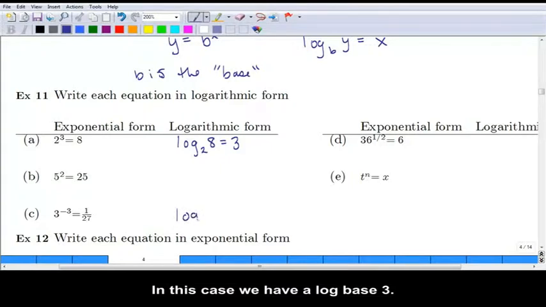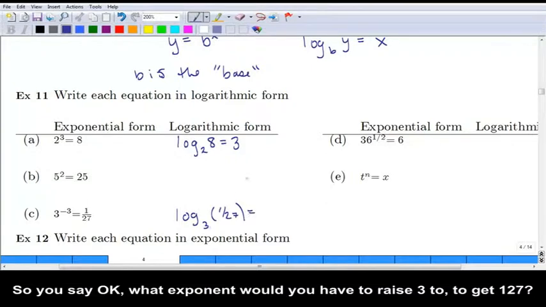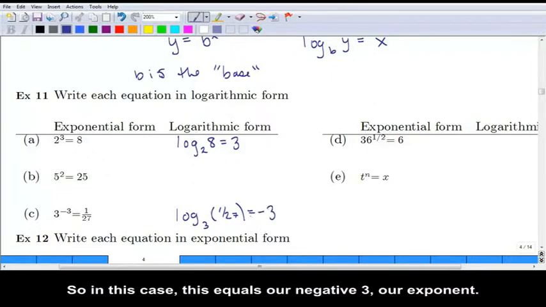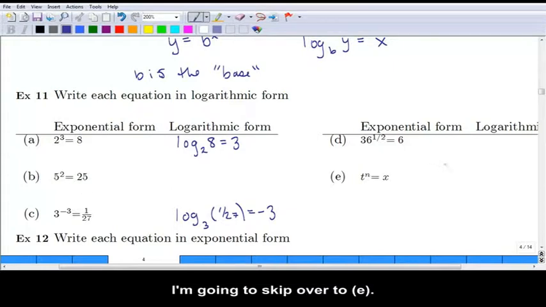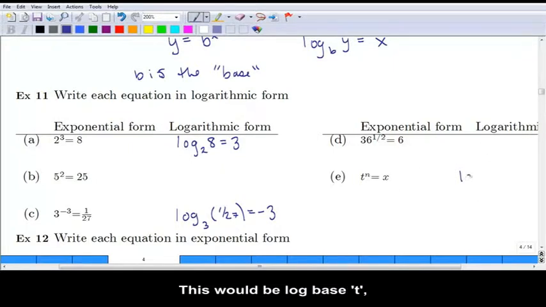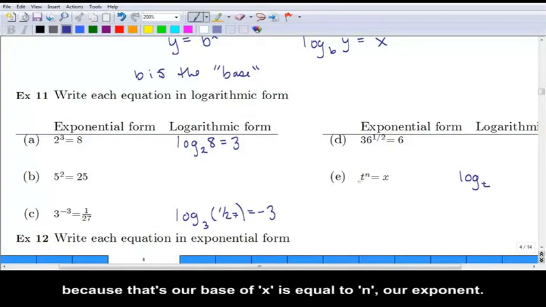In this case, we have a log base 3, our base is 3, of a fraction here, 1/27. So you say, okay, what exponent would you have to raise 3 to get 1/27? Well, we know it would have to be a negative exponent because it's a fraction, and 3 cubed would give us 27. So in this case, this equals our -3, our exponent. I'm going to skip over here to E, the logarithmic form. This is a lot more generic, as you see. This would be log base t, because that's our base, of x is equal to n, our exponent.